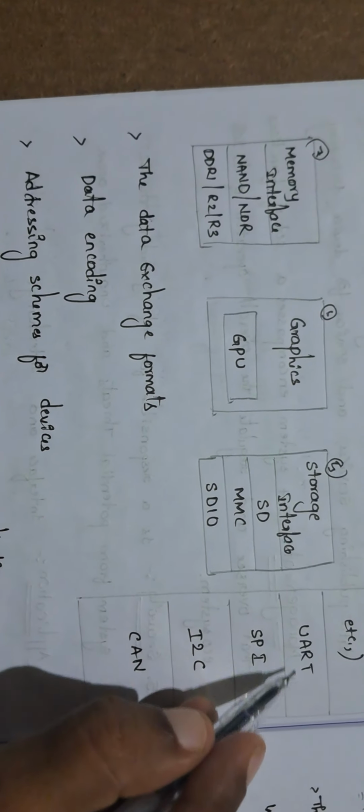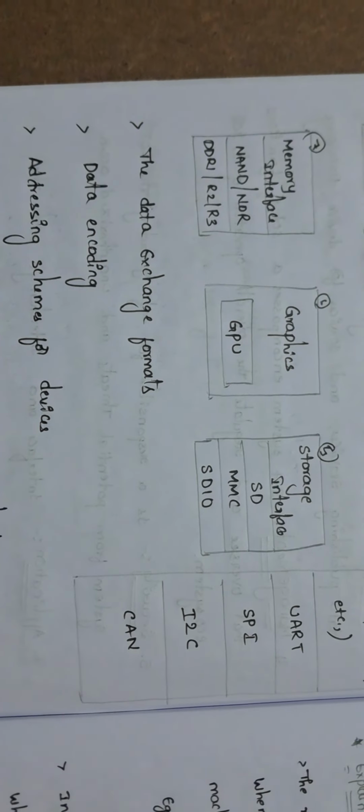R stands for the receiver and the transmitter. How can I explain? Okay.